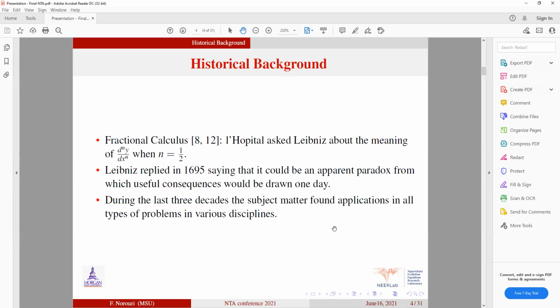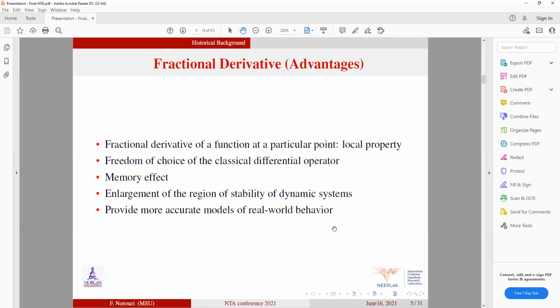Until the last 3 decades, this subject remained silent, and during the last 3 decades, we've found good applications in fields such as economics, finance, biology, physics, and so on. Of course, fractional derivative has some advantages. One of the very important advantages is the nonlocal property, meaning that the fractional derivative does not only depend on the current state, but on the whole neighborhood of the point.